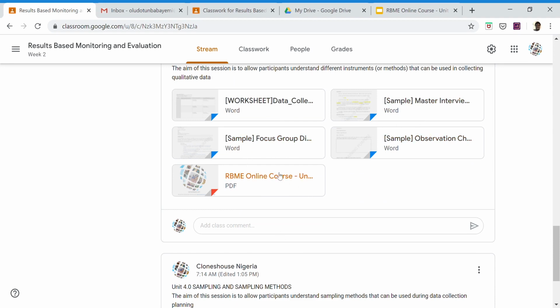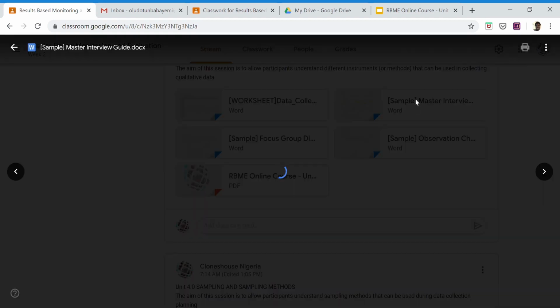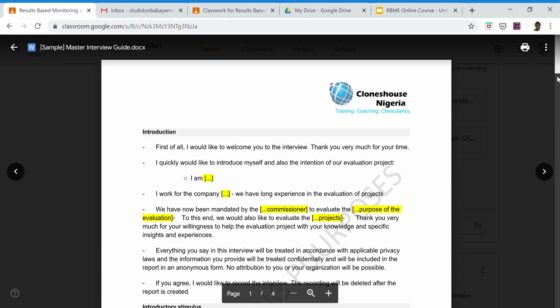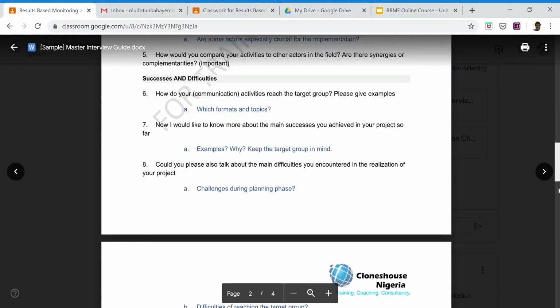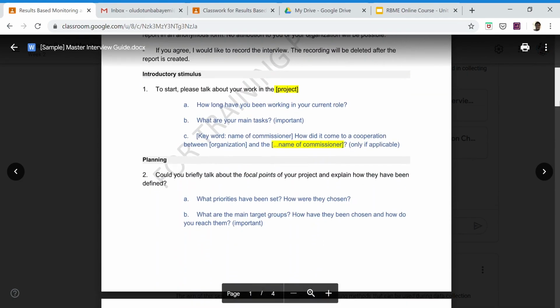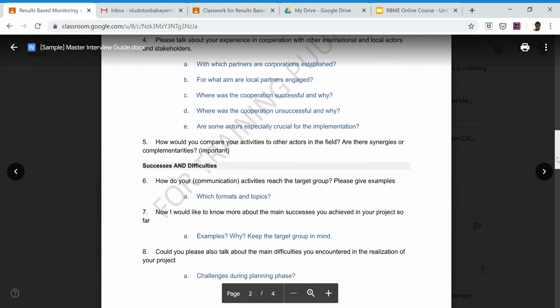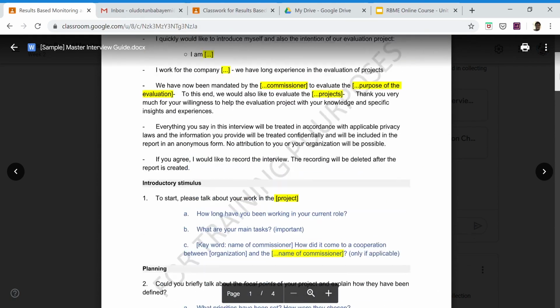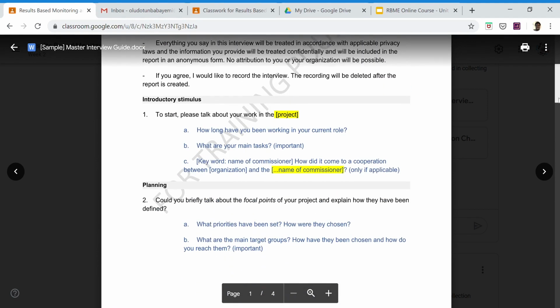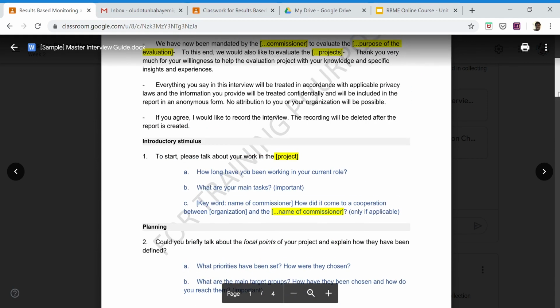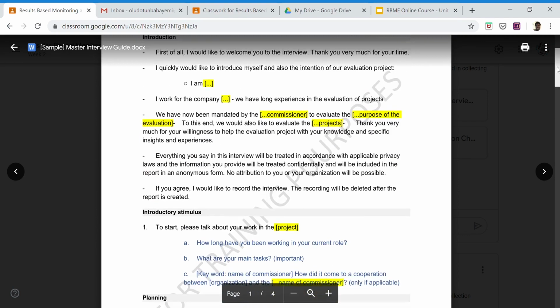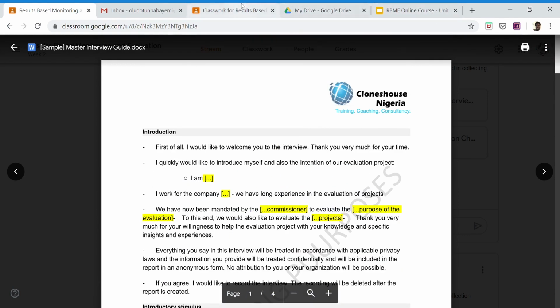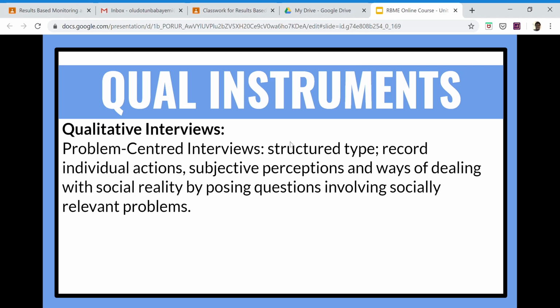You have several sample documents you can take a look at in here. So let's open this again. You have something like a master guide, which looks like a guided question for a particular evaluation, but you can use this to create your question guide as well, for a structured or a semi-structured interview. This might be something to look at as well. So that's it for qualitative interviews.